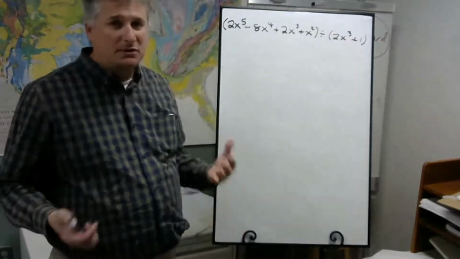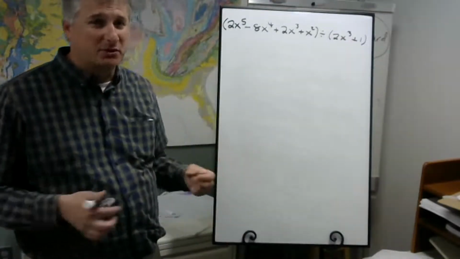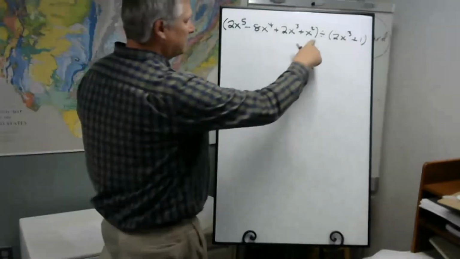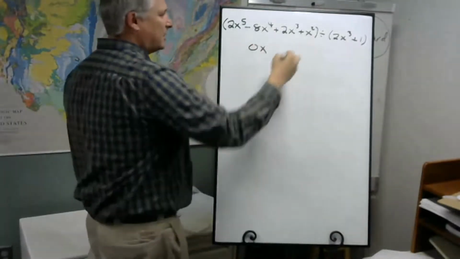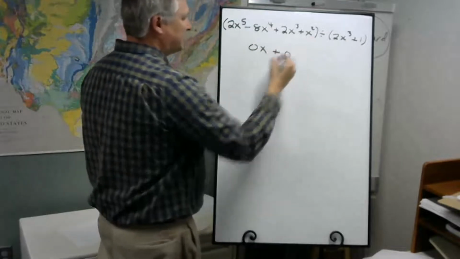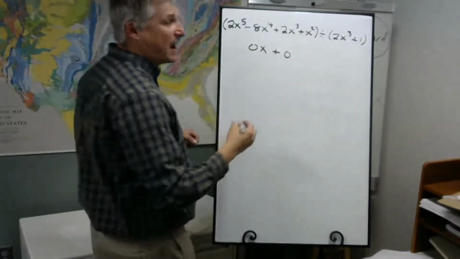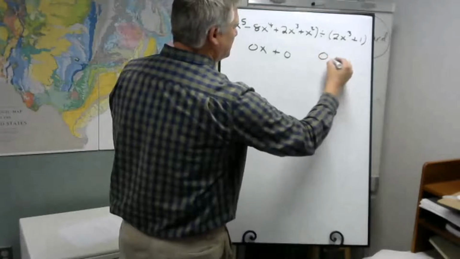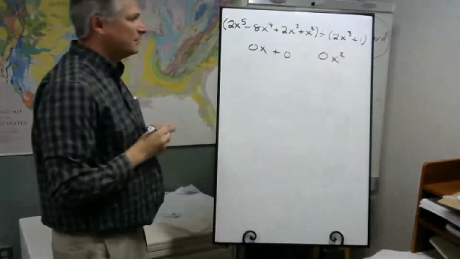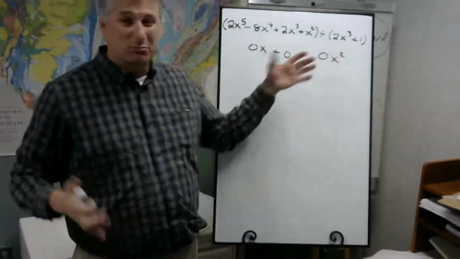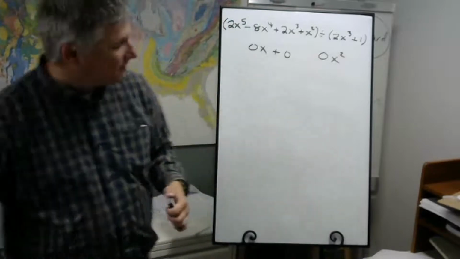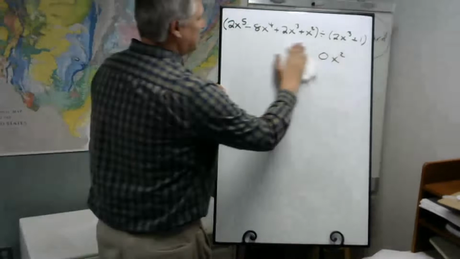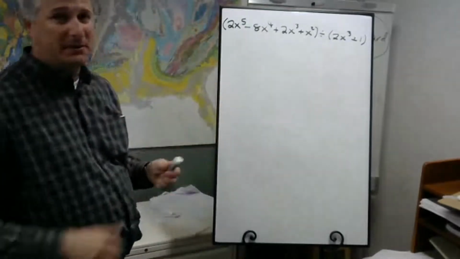When we do this division, we want to fill in missing terms. So if we're missing an x term, we're going to fill it in with a 0x. If we're missing a constant term, we fill it in with a 0. If we're missing an x squared term, we can fill it in with a 0x squared. These act like placeholders, is really what they're doing. We want to make sure we put those in. So what that means, our division is going to become this.